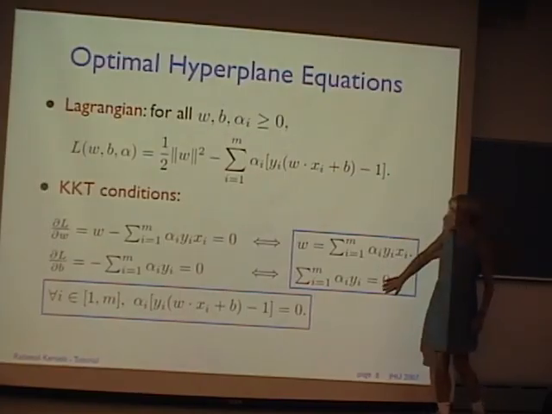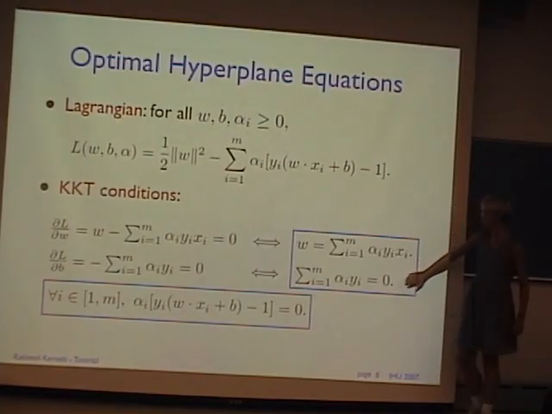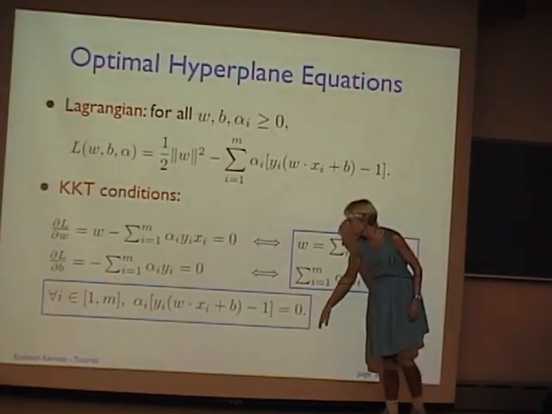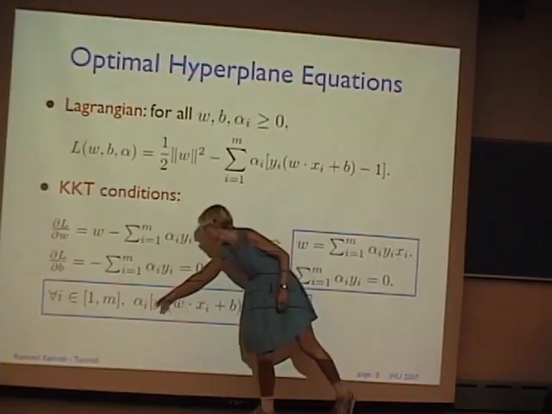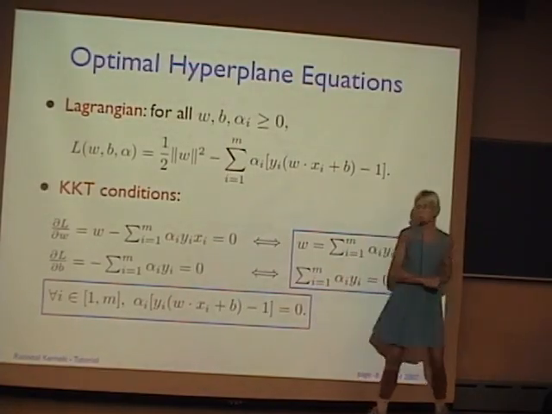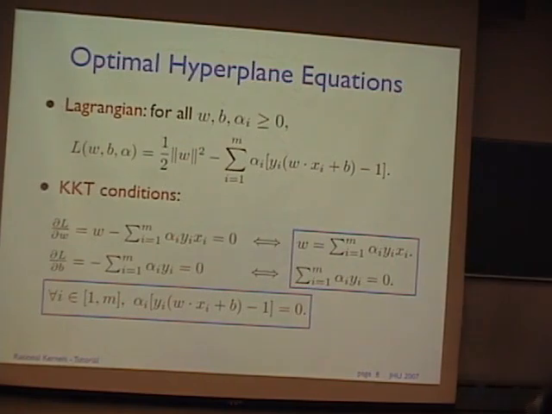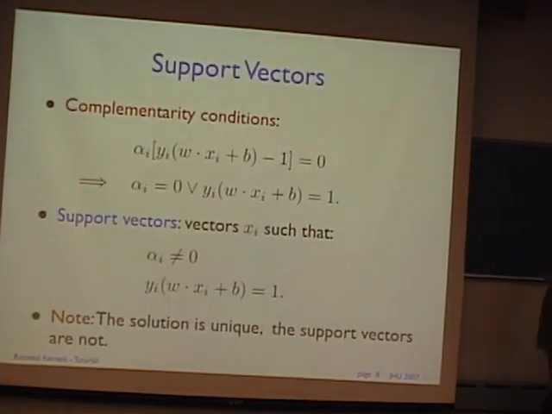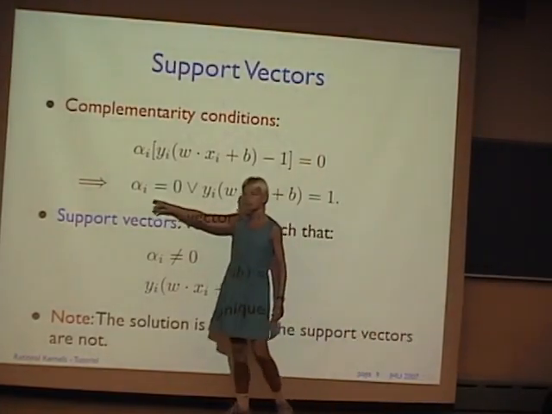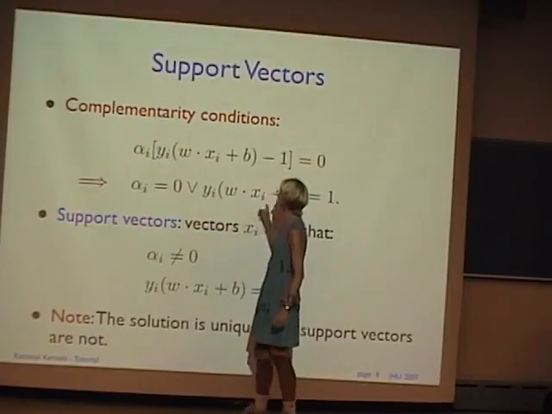This is the constraint we get from the derivative with respect to b being 0. And then we have the complementarity conditions: for all the Lagrange multipliers, alpha I times this expression should be 0. A little word about the complementarity conditions. They actually give rise to what are called the support vectors. This should be 0, that is, either alpha I, the Lagrange multiplier, is 0, or this expression is 0.